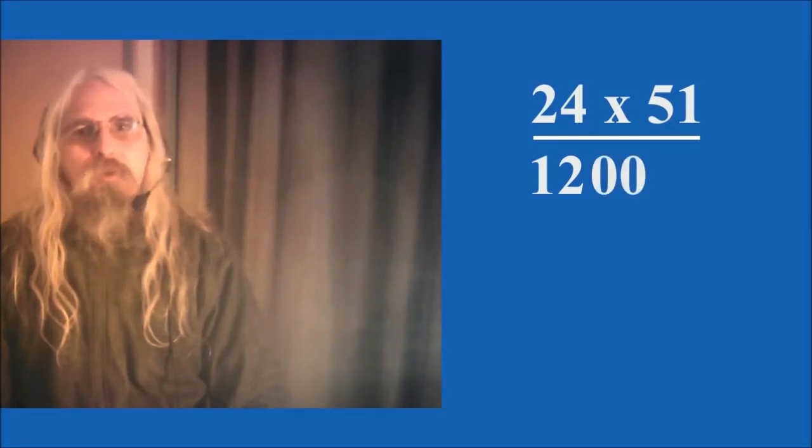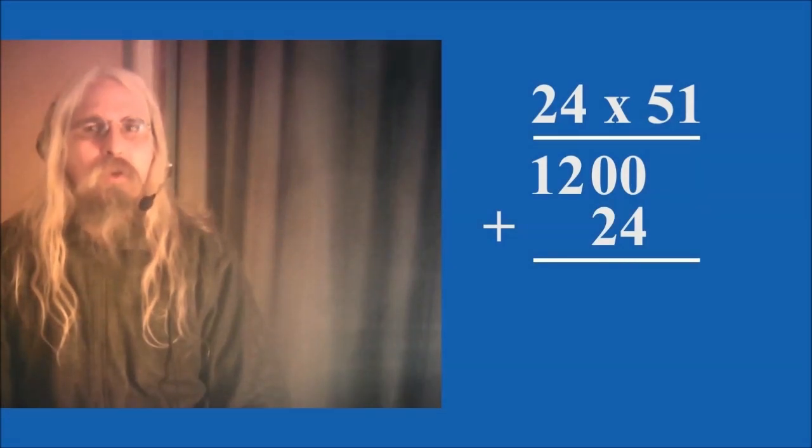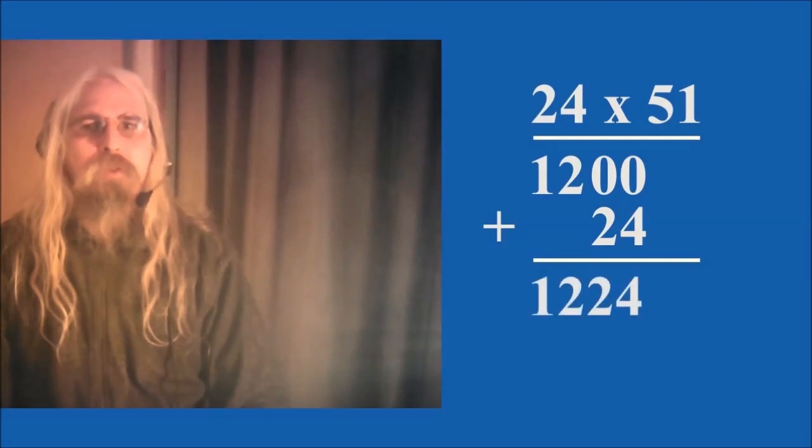24 multiplied by 51. So 24 multiplied by 50 would be 1200, but because we are not multiplying by 50, we are multiplying by 51, we have to add 24 more. So our final result will be 1224.